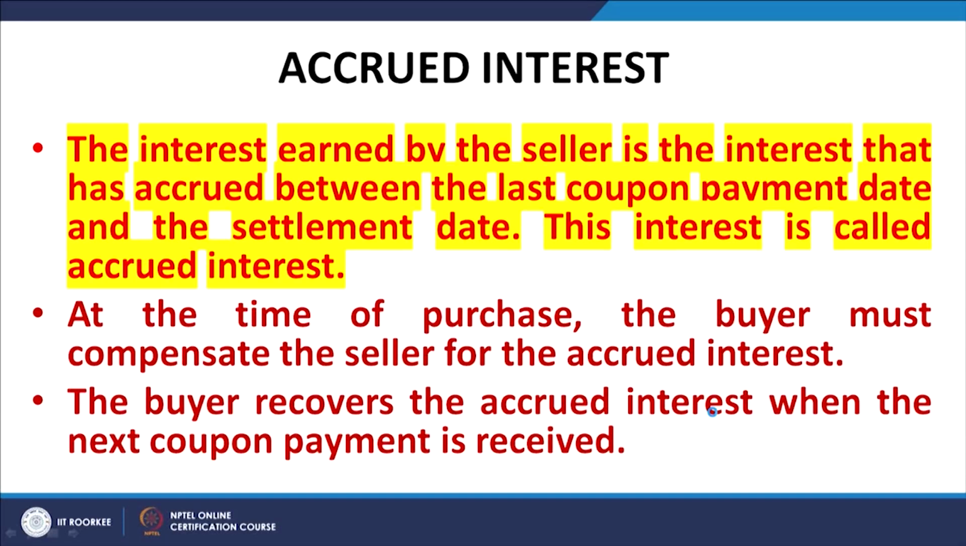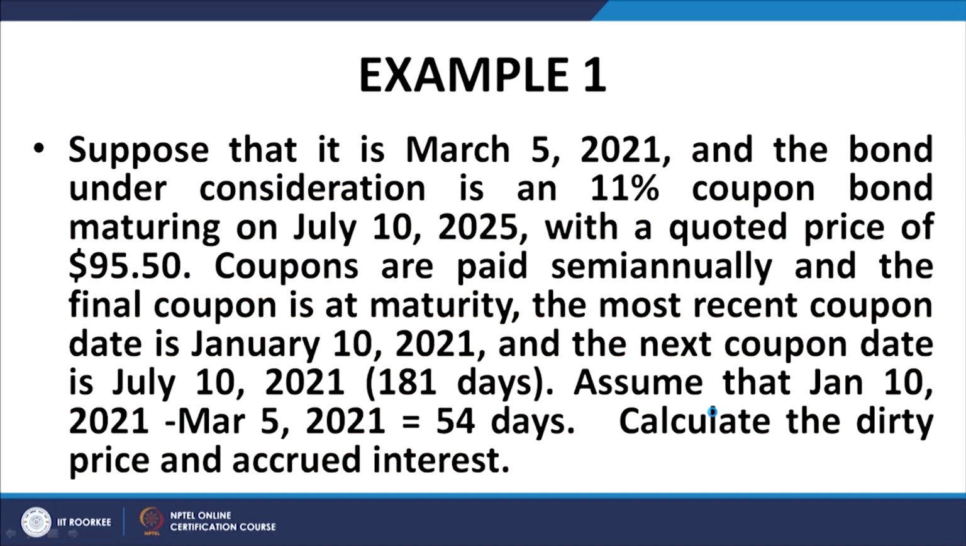of bondholders, and as a result it is the obligation of the buyer to reimburse the interest for the period of the holding of the bond by the seller, and that is called the accrued interest. So, at the time of purchase, the buyer must compensate the seller for the accrued interest, and the buyer recovers the accrued interest from the company at the next coupon date. Let us take an example to illustrate what I have been saying.